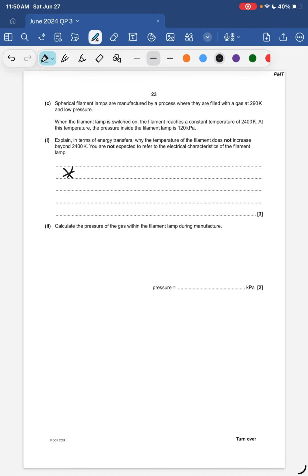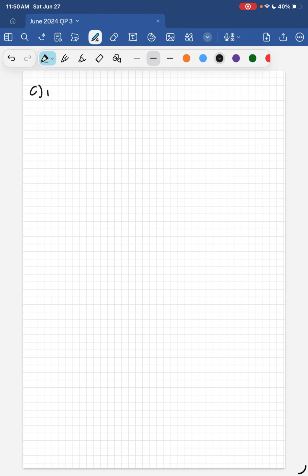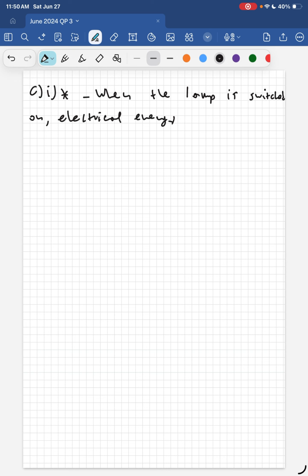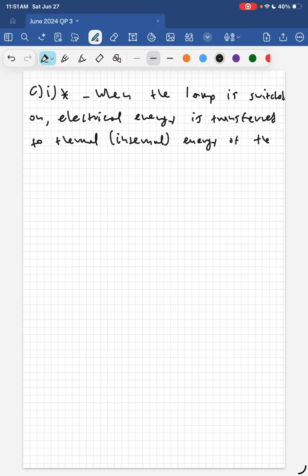Okay, I'm going to go to the back so I have space. So this is C1. Okay, so when the lamp is switched on, electrical energy is transferred to thermal, which is internal, thermal energy of the filament, raising its temperature.